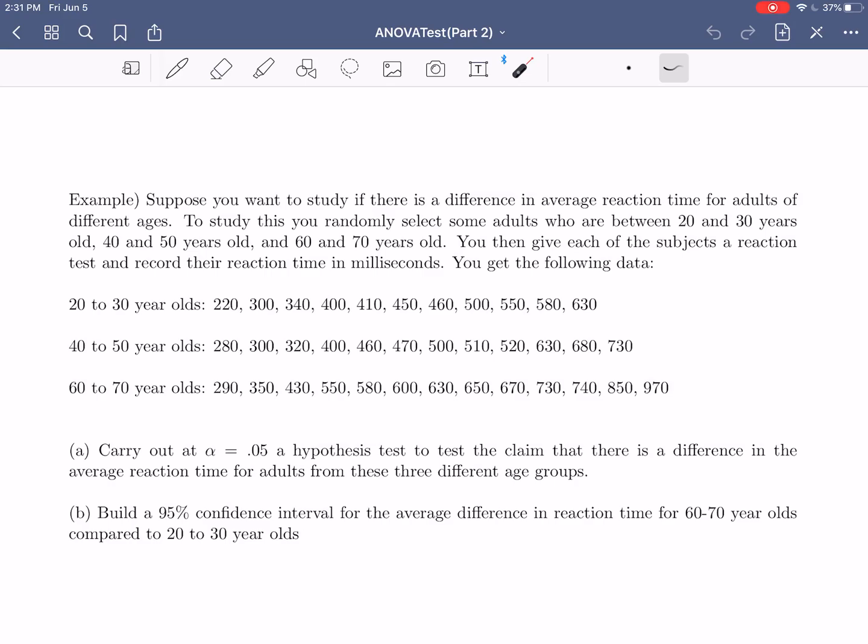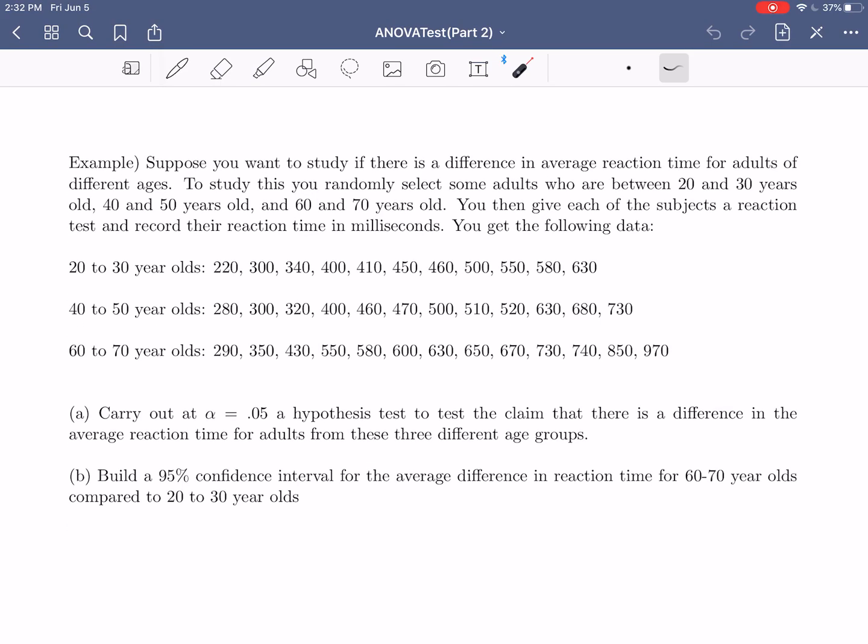In today's video, which will be the last of our content videos, we're going to be doing one more example of running the ANOVA hypothesis test that we introduced in the previous video. So we'll take a look at this example, run through all the details here, and then also build one confidence interval as part of a review of the older material that we've been discussing. So let's jump right in and talk about this example.